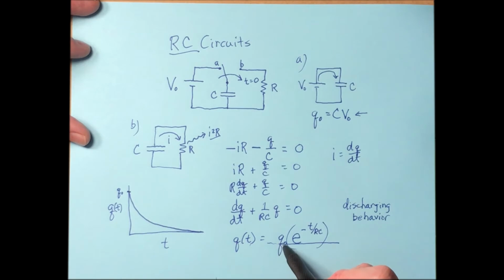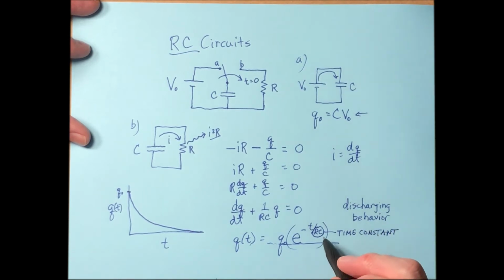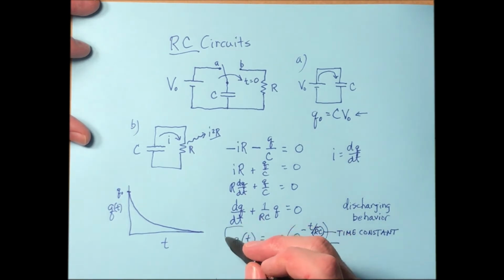This Q naught is the maximum value that it will have, and this RC here, that RC is called a time constant. And that time constant determines how quickly this thing does whatever it's going to do. So in this case, it's falling off. The charge is falling off, so it determines how quickly it falls off, or how slowly it falls off, depending upon its value. All right, now all of that was just kind of thrown at you.